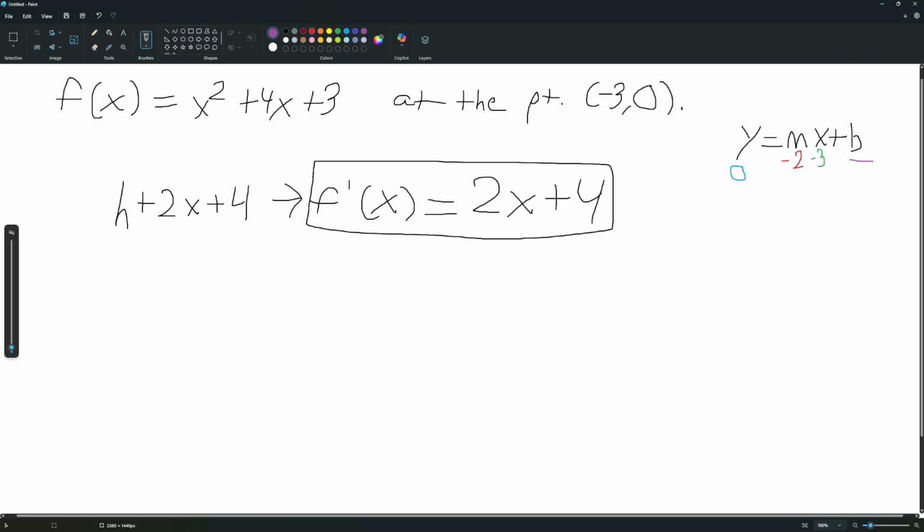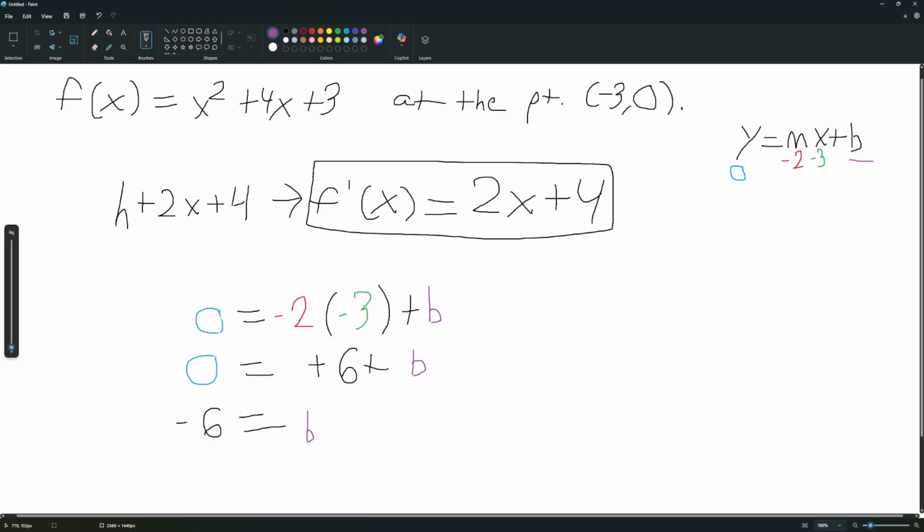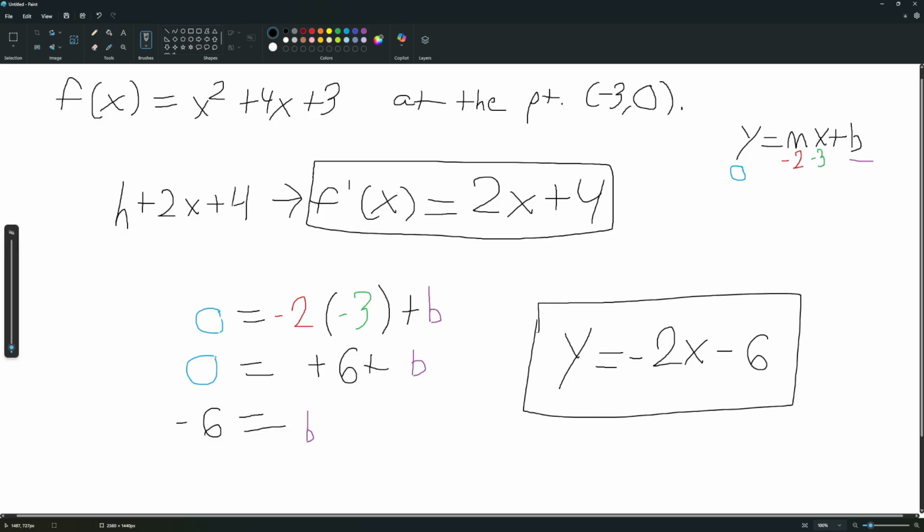This is what we want. So after all of this, we're going to plug everything into our equation. So 0 ... So now we've found our b value. So what does this mean? We're trying to find the equation of the line, and now we have everything we need. So our final answer is going to be y equals -2x, that's the slope, minus 6. This is our final answer. This is what we are looking for.